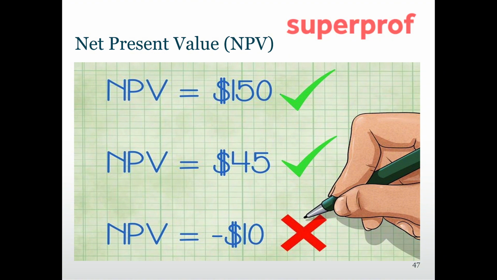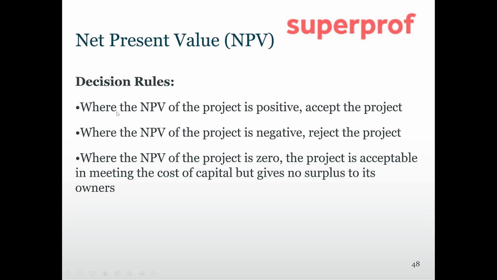So we know the NPV calculation method. The next thing we want to know is the decision rule. We understand from this table that when NPV is positive, for example 150 or 45, they are good. But when NPV is negative, it's not good, so do not do that. Put simply, where the NPV of the project is positive, you accept the project. Where the NPV is negative, you reject the project. Where the NPV is 0, the project is acceptable, but there's no surplus to the shareholders or the owners.